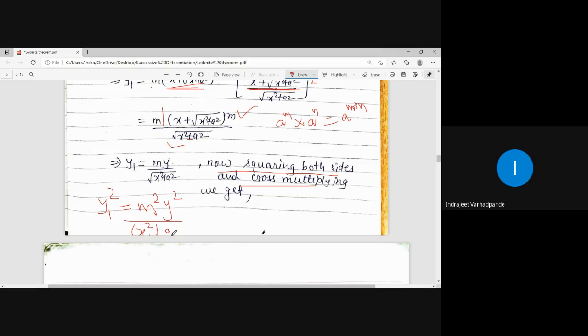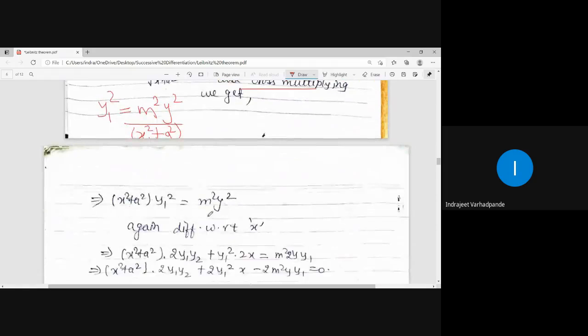And I will cross multiply by this on the left. So what will I get? x square plus a square into y1 square is equal to m square y square. Clear? Yes, sir. Is this clear? Okay. So again you have to differentiate, because I want the term of y2.